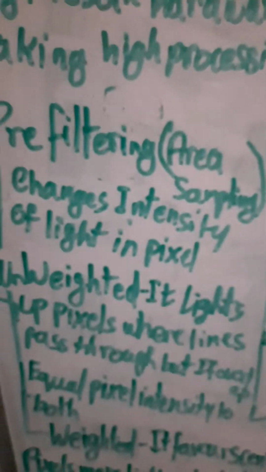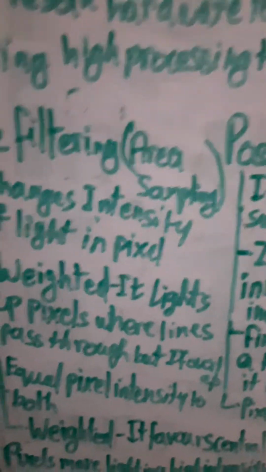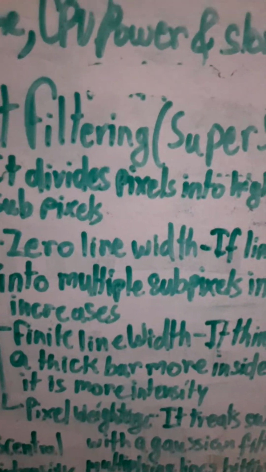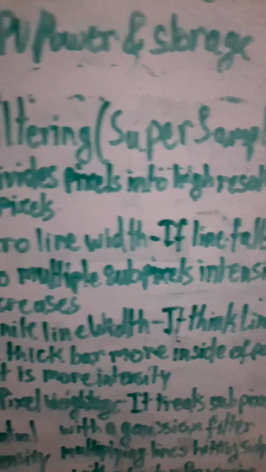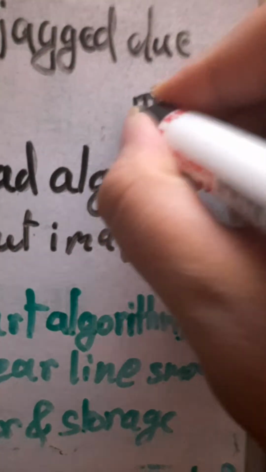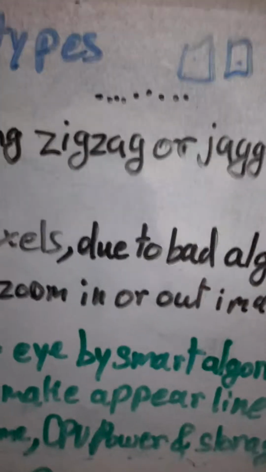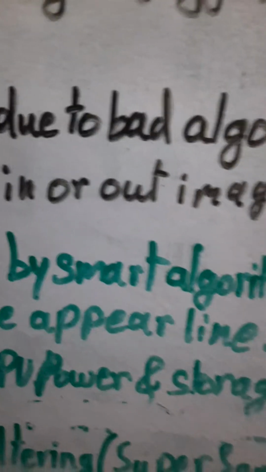These two techniques have further techniques. Pre-filtering or area sampling means changing the intensity of light in pixels according to area, and this is super sampling. Obviously, Superman won't come here, but it divides the light pixels into high resolution subpixels. Let's say it is 1 pixel, it breaks it into further pixels. So now if we light it here, it will look much better because it will join the broken pixels. Understand? I hope you understand.